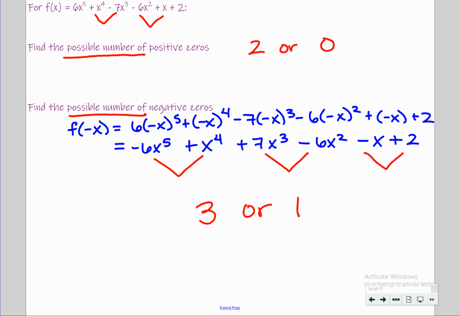What if I had 7 changes of sign? What would my answer be? Yep, 7 or 5 or 3 or 1. If I had 6 changes of sign, it'd be 6 or 4 or 2 or 0. Okay, make sure you list all those options. Any questions? Descartes' rule of signs, possible number of zeros. Yes? These do count. Well, no, I take that back. Because they're positive and negative, these are x-intercepts only on the graph. So they're only our real zeros. Okay. Other questions?